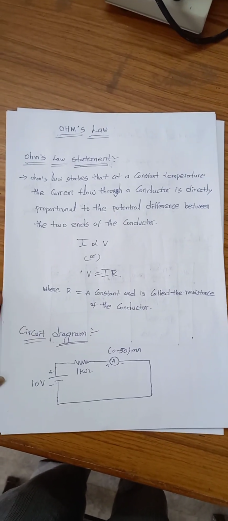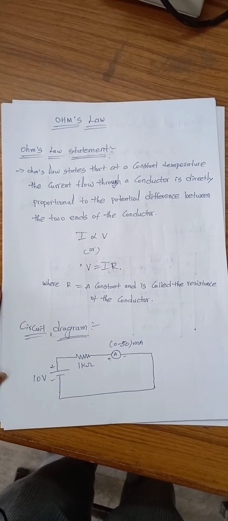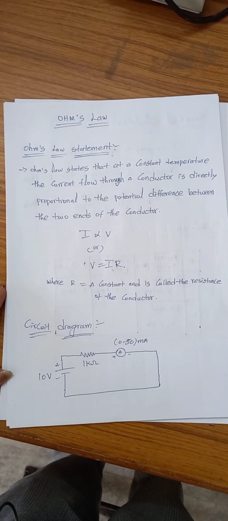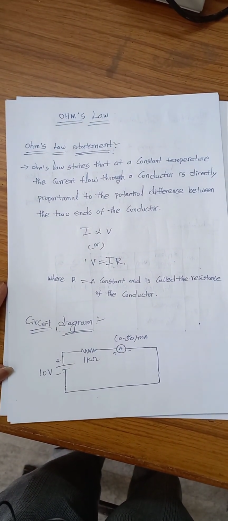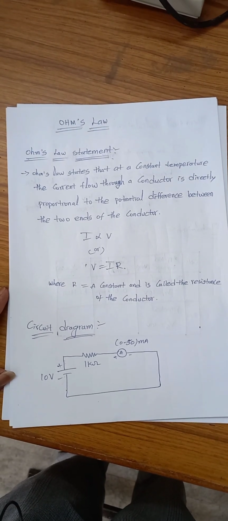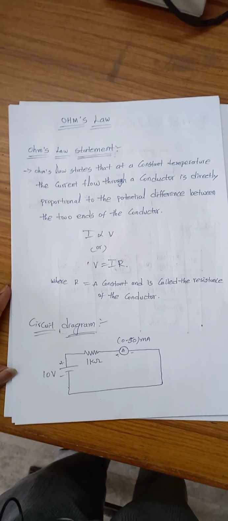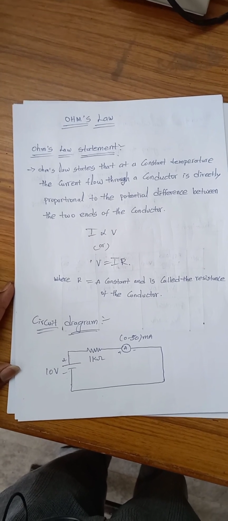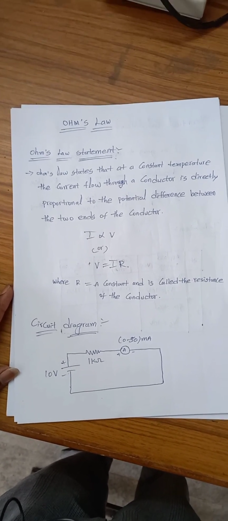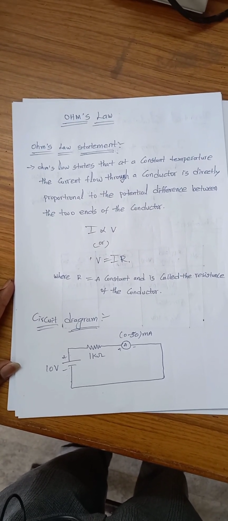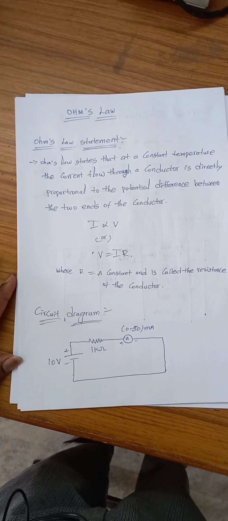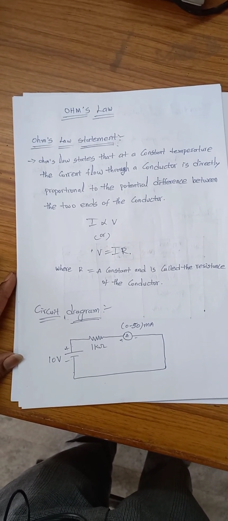Good morning, students. Next, our experiment is Ohm's law. First, Ohm's law statement: Ohm states that at a constant temperature, the current flowing through a conductor is directly proportional to the potential difference between the two ends of the conductor. Or, otherwise, one more definition is, at a constant temperature, voltage is directly proportional to current. Okay, so this is a simple statement.